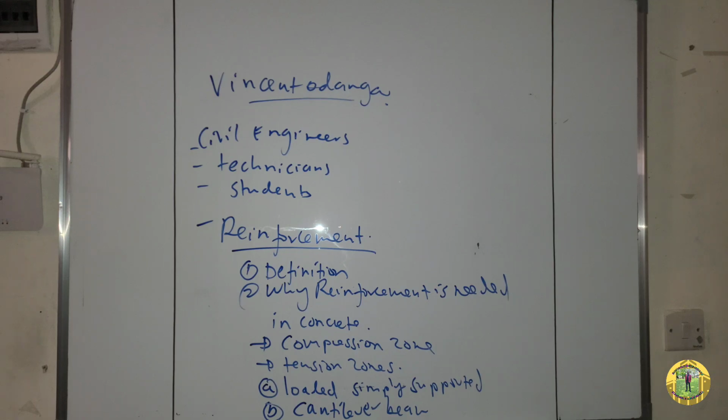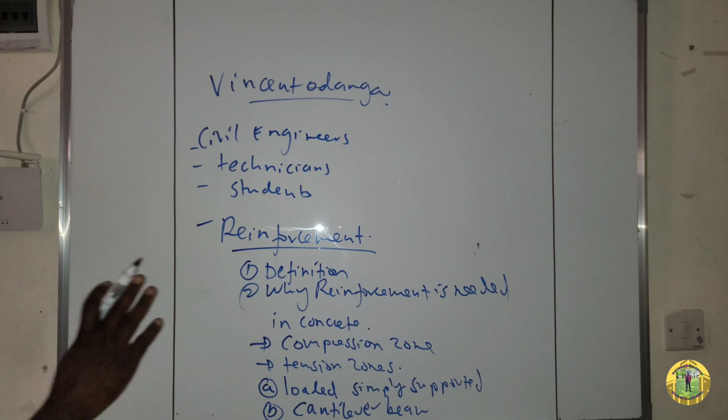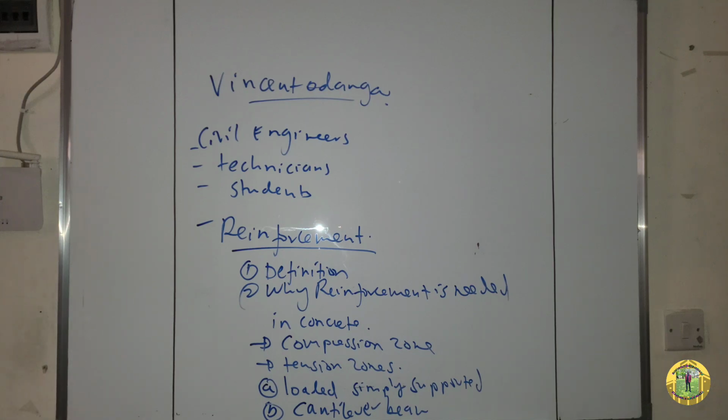And then the last item, I will talk about common types of reinforcement materials. Under common types of reinforcement material, I will talk about steel reinforcement, which is the most commonly used material worldwide. And then fiber reinforcement, fiber reinforced polymer, and the last one will be bamboo reinforcement. So stay tuned as I start from the definition up to the last item.